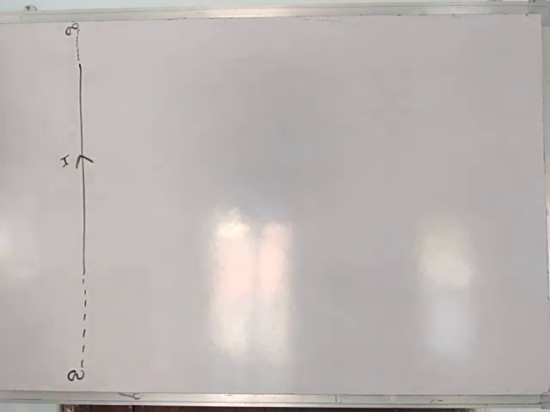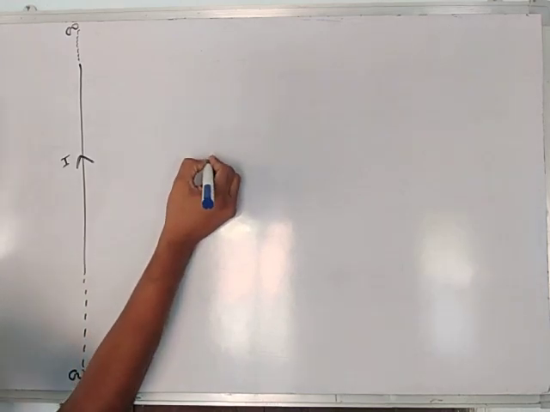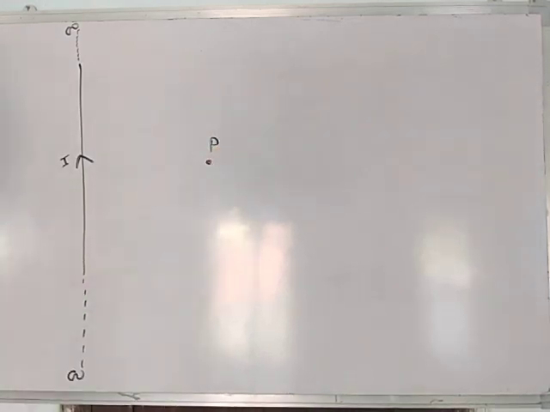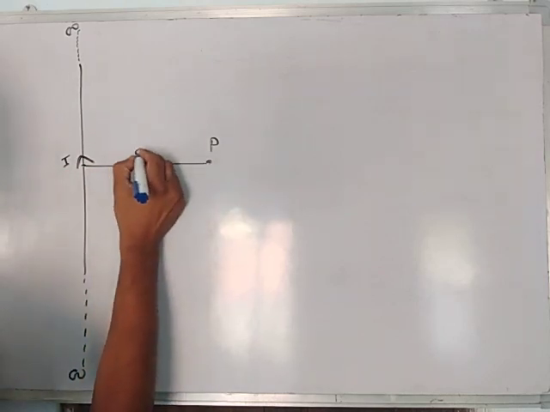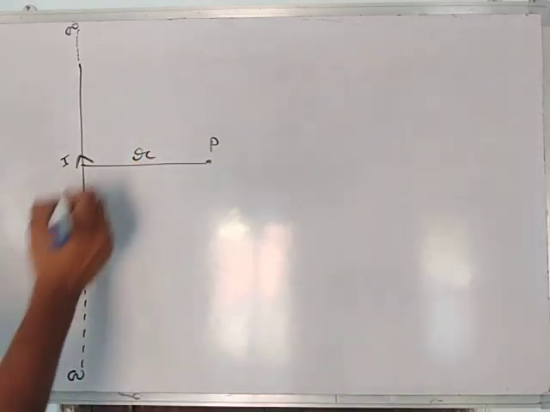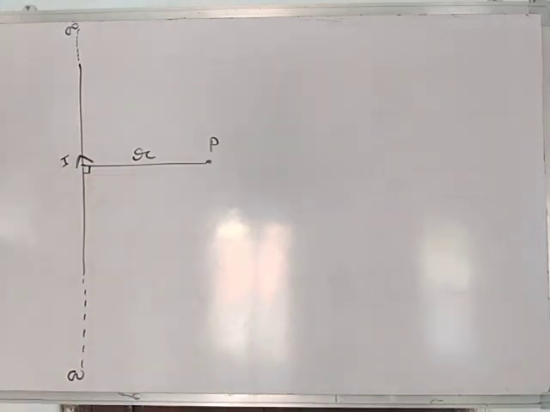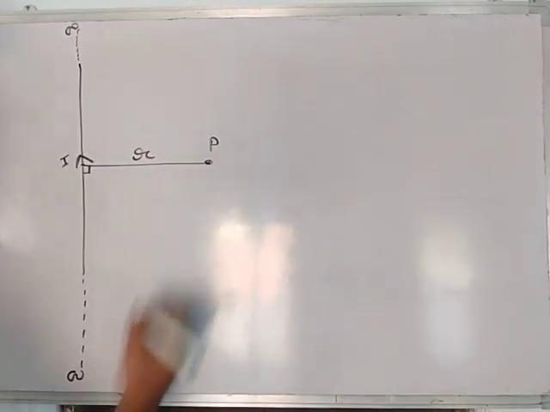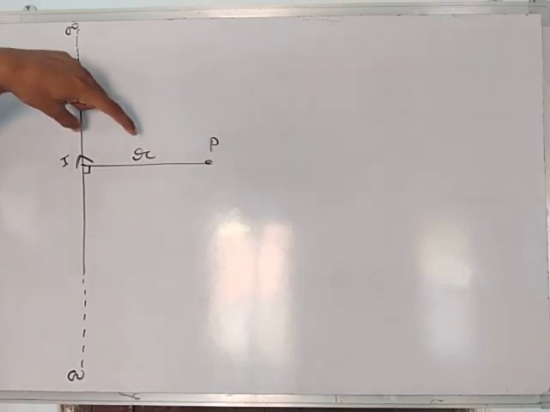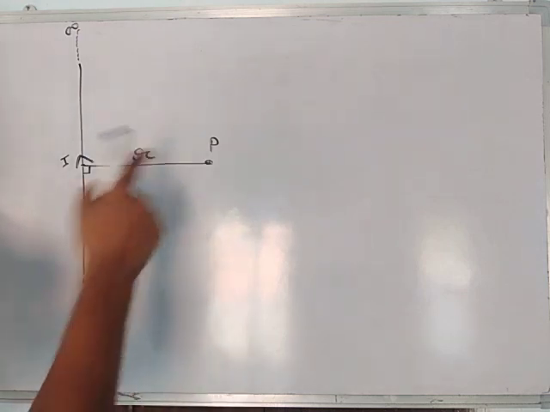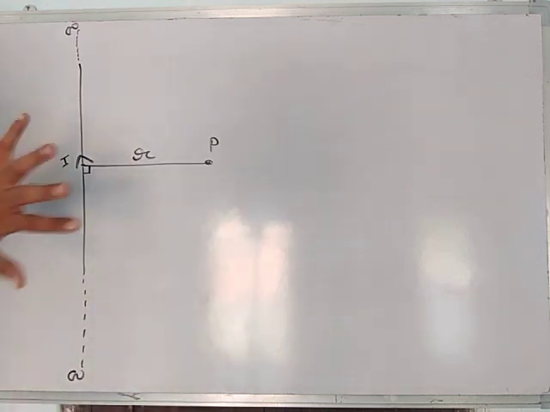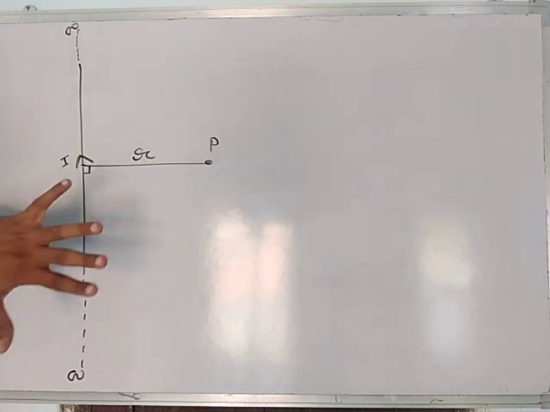Then again, consider a point P which is at distance R, and this distance will be perpendicular from the conductor. The conductor is straight. This point P is at distance R from this conductor, and we want to calculate the magnetic field at point P. The most important result is this.